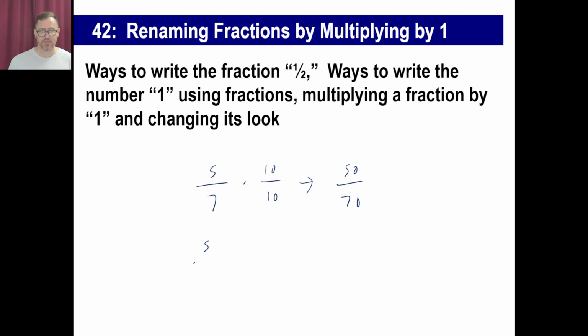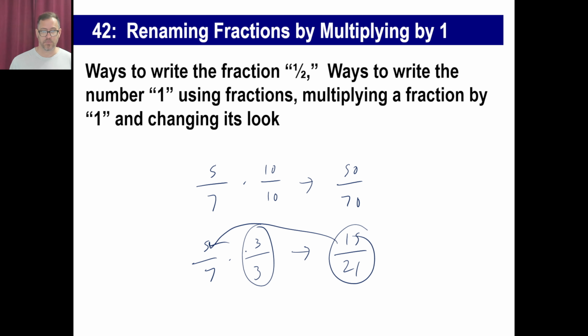But if you have 5/7 here and you multiply it by some other fraction that's a 1, let's say 3 over 3. Well, that's 1, right? 5/7 times 1 is still 5/7. Nothing has changed. It just looks different. What's the top look like? 15. What's the bottom look like? 21. Well, that's the same thing as 5/7 because we just multiplied by 1.